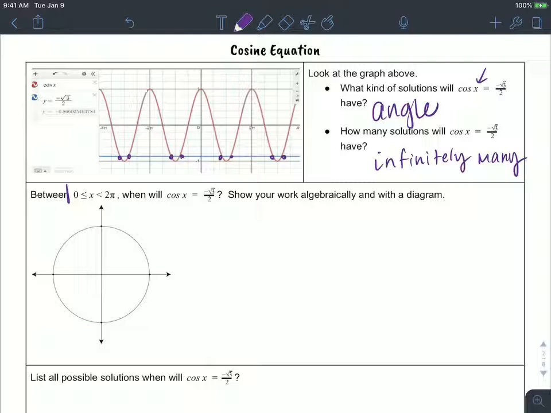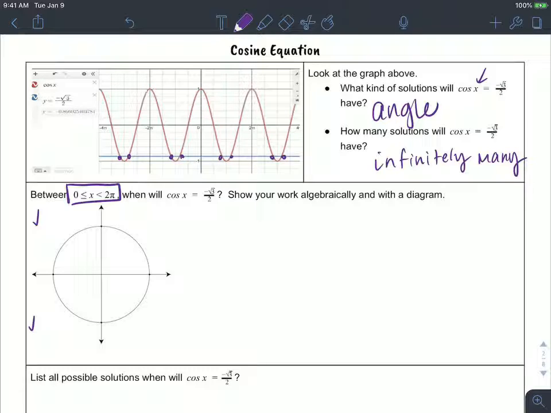All right, we're dialing it back to one full rotation again. When cosine x equals negative root 3 over 2, what angles will give me a cosine ratio of negative root 3 over 2? Where's cosine negative? Cosine is negative in the second and the third quadrant.